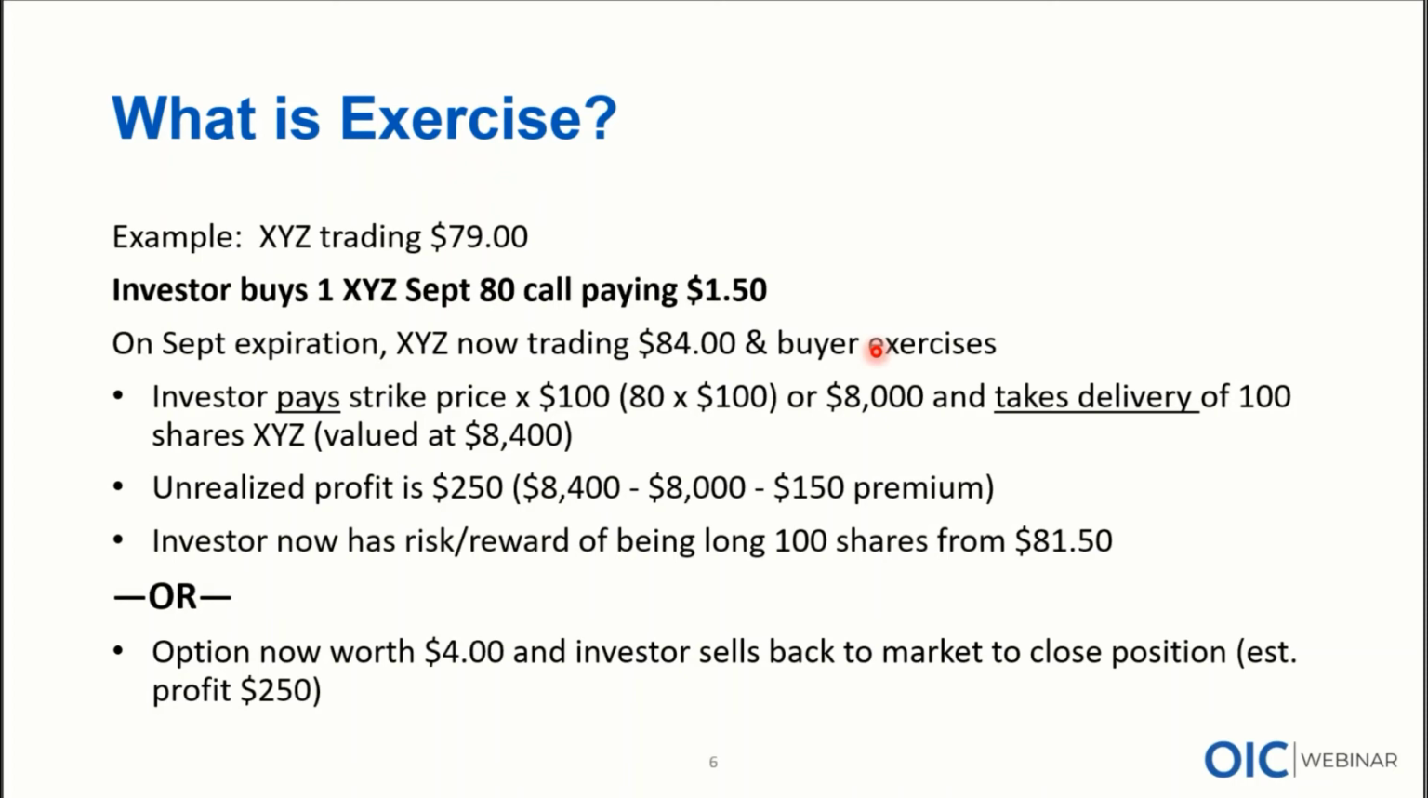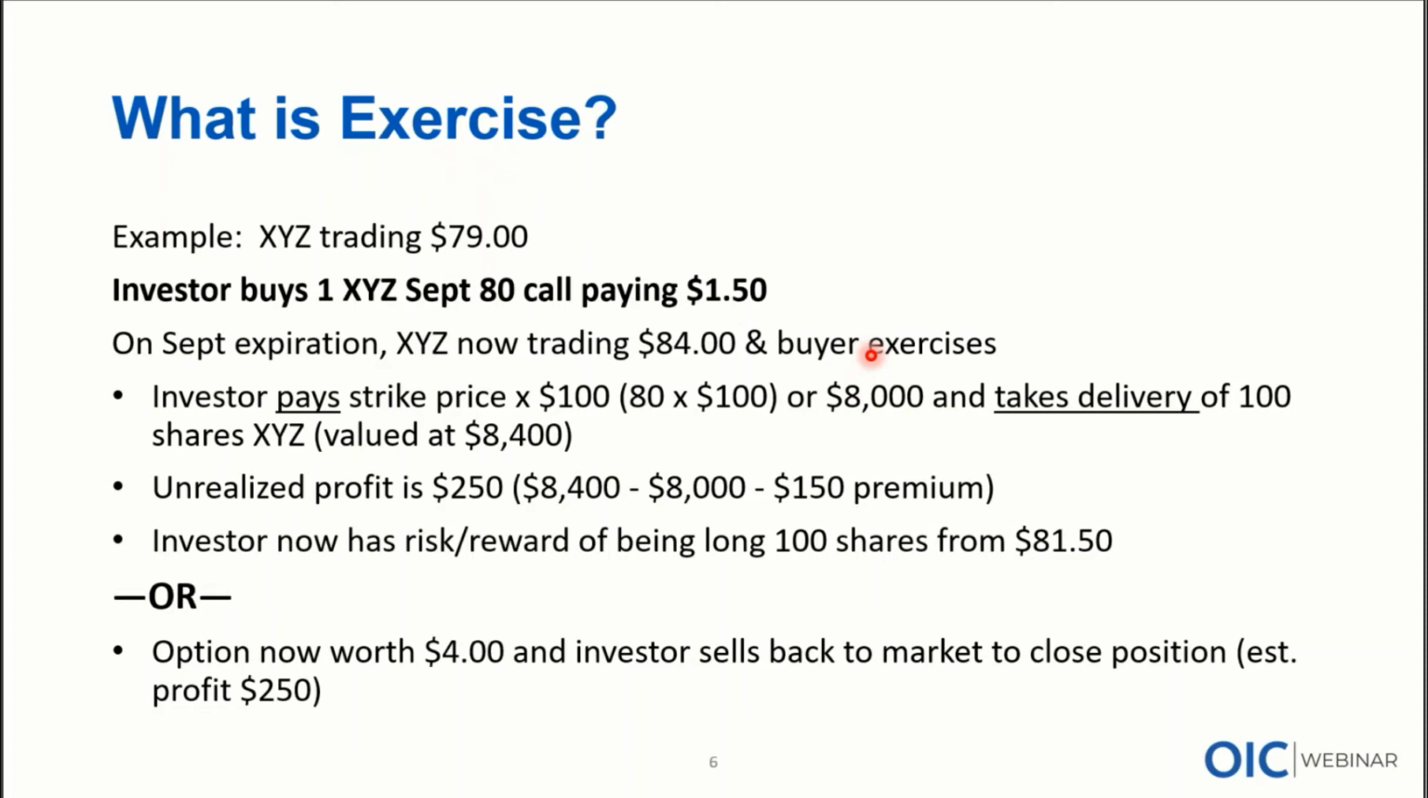Remember, this investor bought an option because they weren't interested in buying 100 shares of stock. They were more attracted to the lower cost and lower risk of the options contract. They paid $150 instead of buying shares for $7,900. They bought this option for $150. So the decision to exercise likely means something has changed.